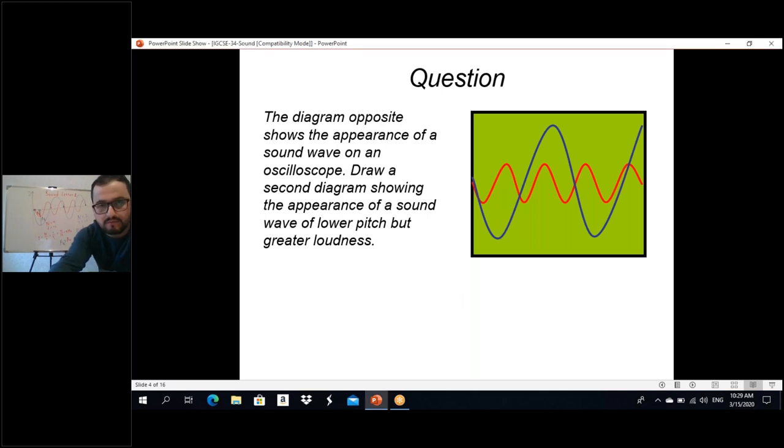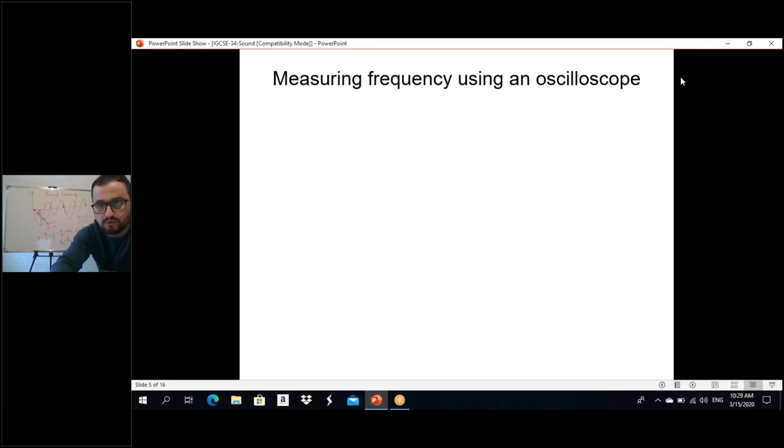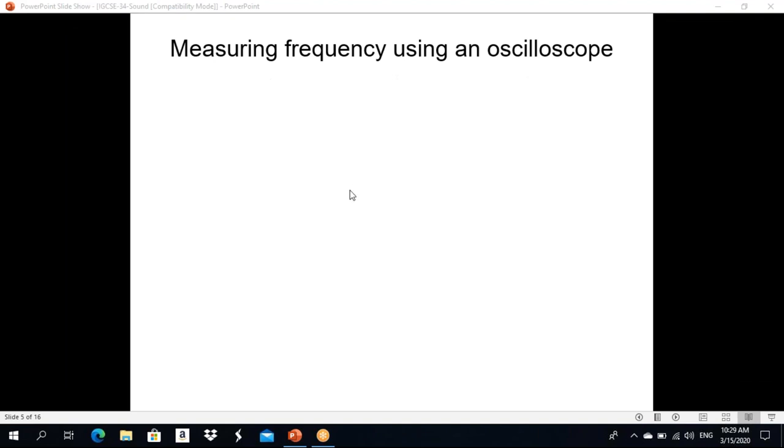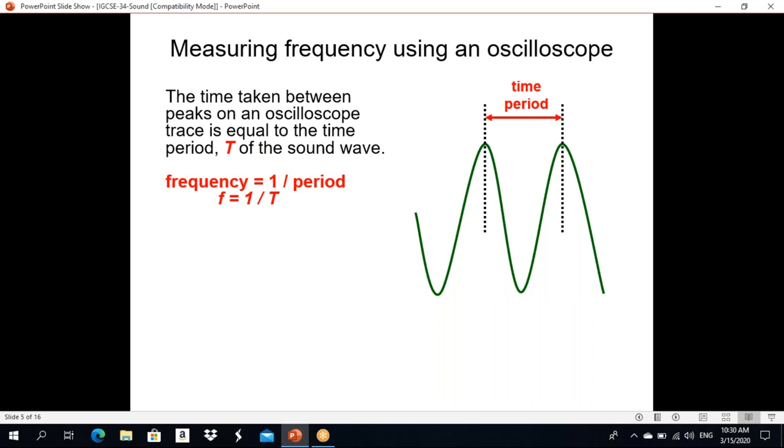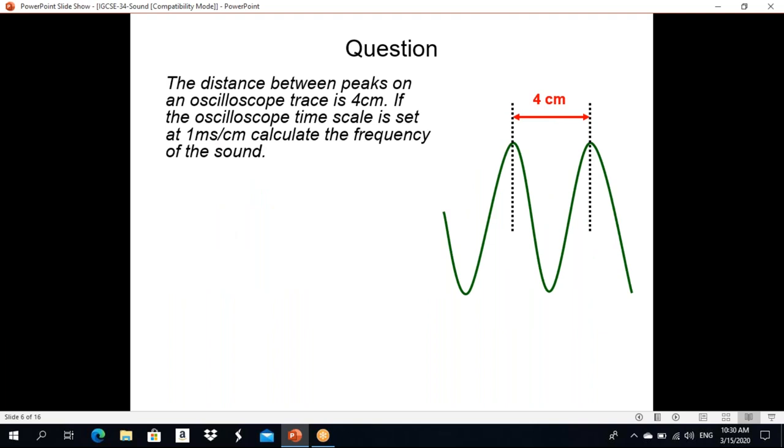Then, measuring frequency using an oscilloscope. The time taken between peaks on an oscilloscope trace is equal to the time period T of the sound wave. Okay, so there is called the period T. Time period is this part. And then frequency equals 1 over period. We wrote this formula of frequency when we solved the question. Frequency equals 1 over period. Look at the example. Period equals 0.05 second and frequency equals 1 over 0.05, so frequency equals 20 hertz.